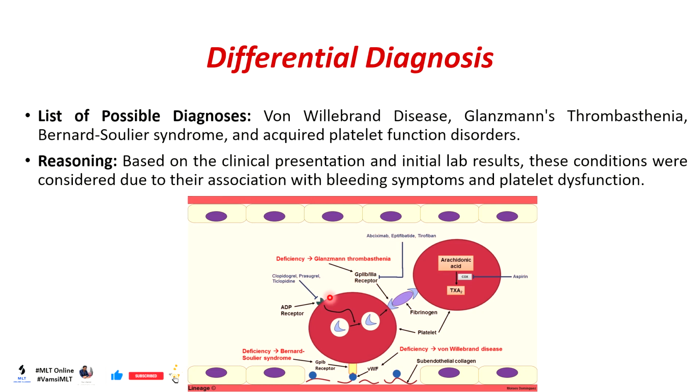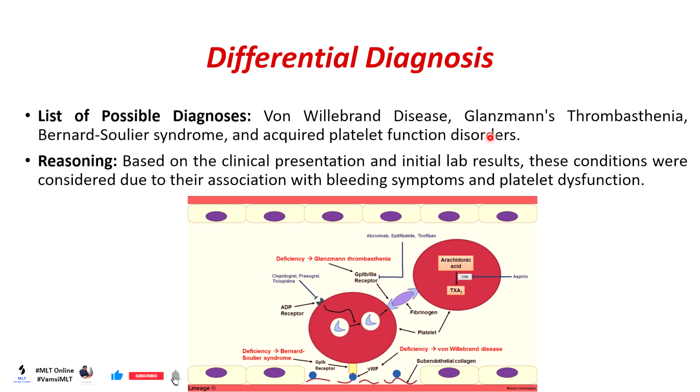So the differential diagnosis: since the patient has abnormal platelet function, what are the reasons behind this? Maybe she might be suffering from von Willebrand disease, where the absence of von Willebrand factor might increase bleeding time, or she might be suffering from Glanzmann's thrombasthenia. Glanzmann's thrombasthenia is the absence of the GP2B3A receptor. This receptor is responsible for aggregation of platelets. Absence of this receptor leads to Glanzmann's thrombasthenia. Then Bernard-Soulier syndrome: this is an absence of the GP1B receptor. This receptor deficiency might cause Bernard-Soulier syndrome.